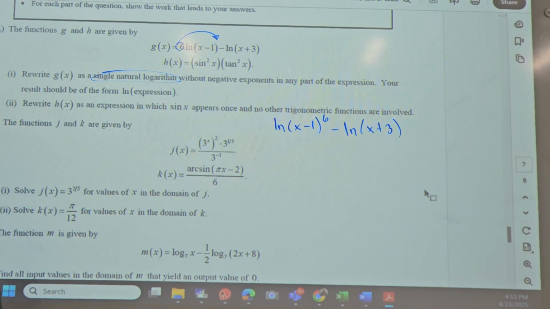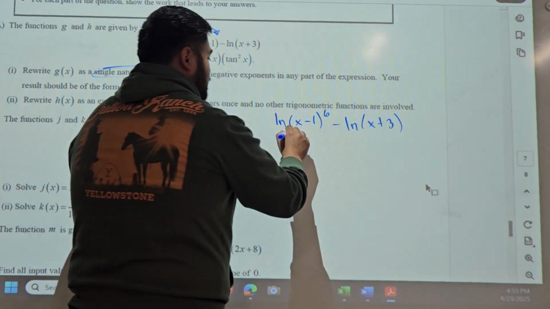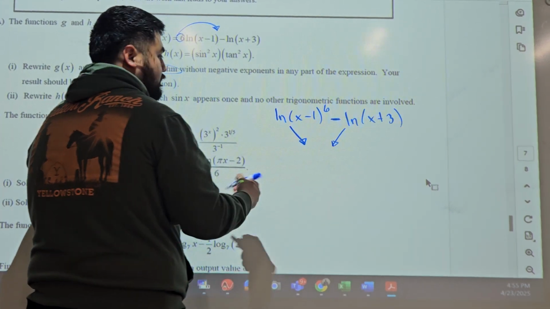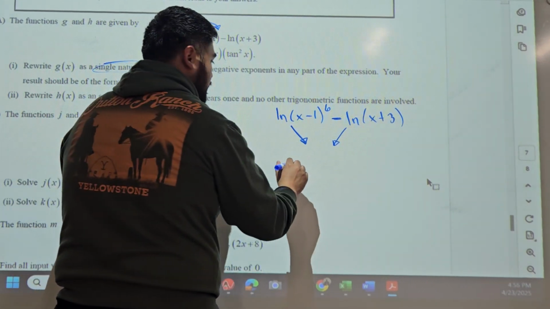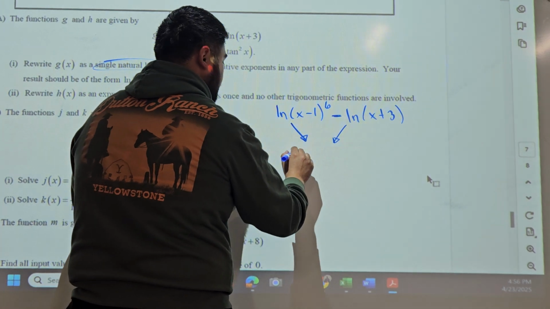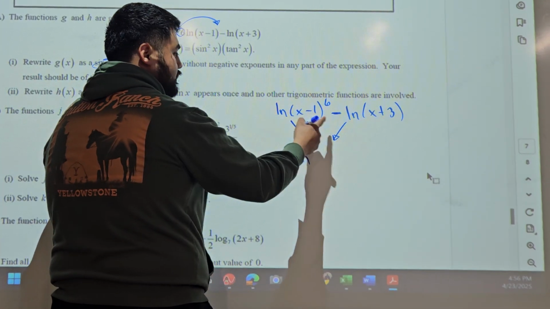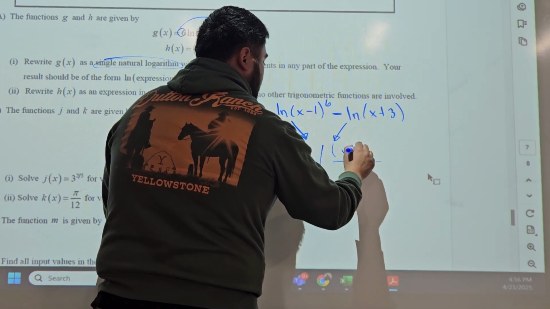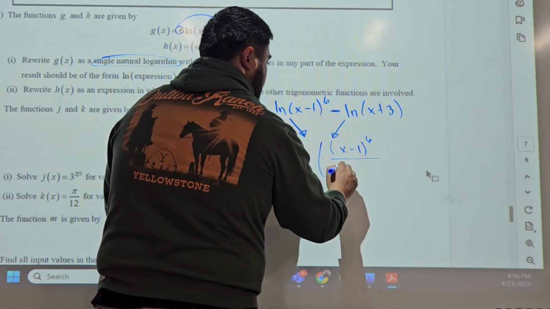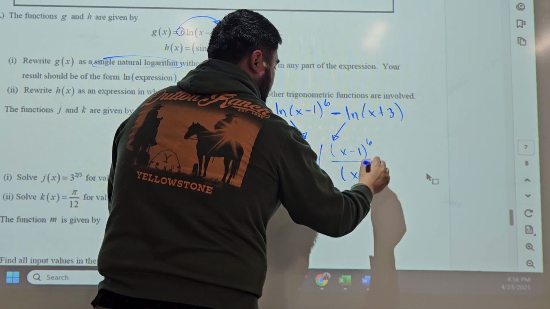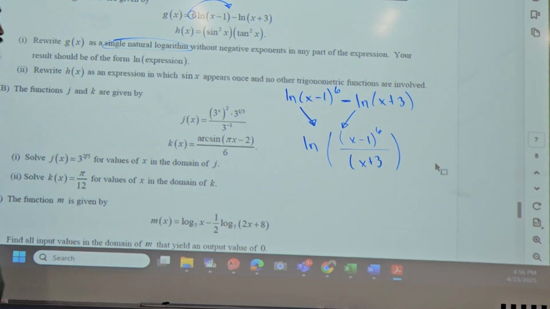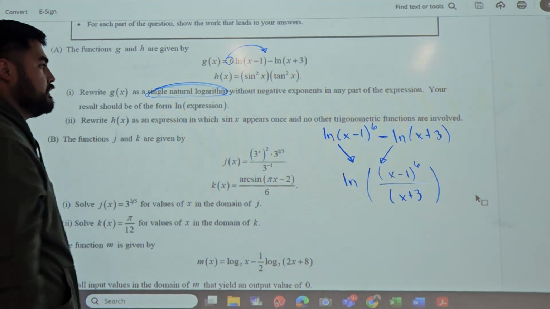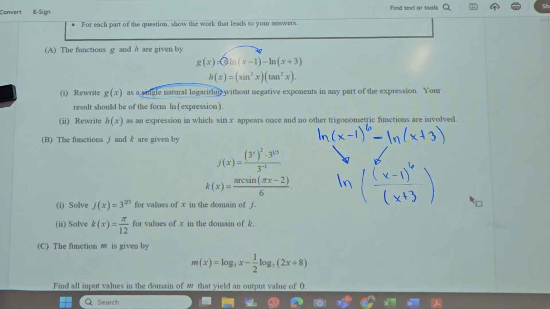Alright, now that I have this, we can condense, right? And again, we're subtracting, meaning we're going to end up with, well, division. So here, you're going to have natural log, those two turn into 1, parentheses, x minus 1, power of 6, over x plus 3. That is literally it. It only wants one single natural log. That's all you have to do. Nothing too complicated, right?